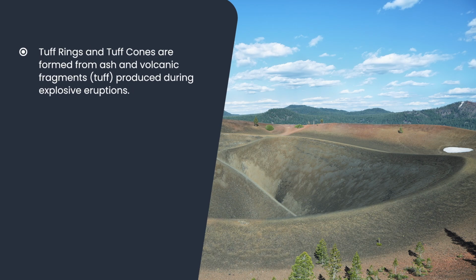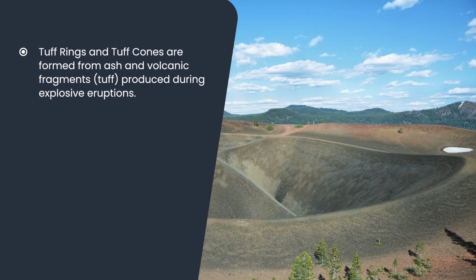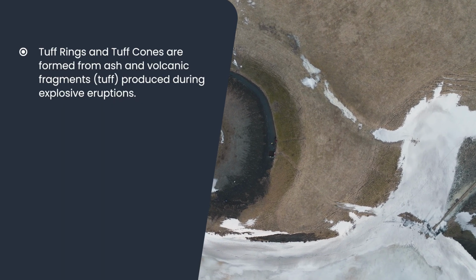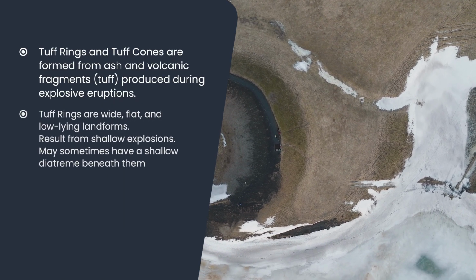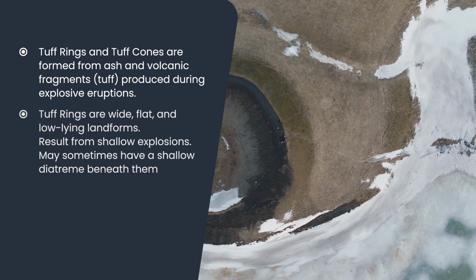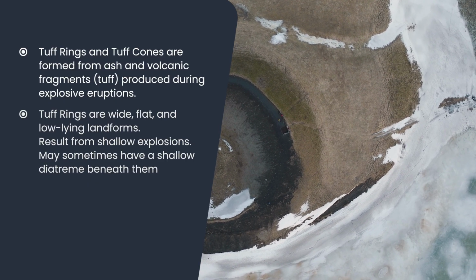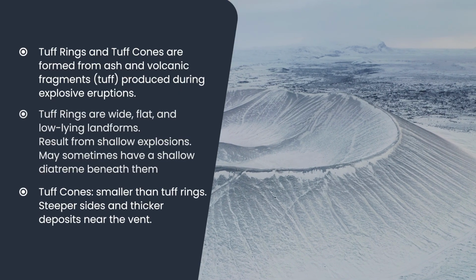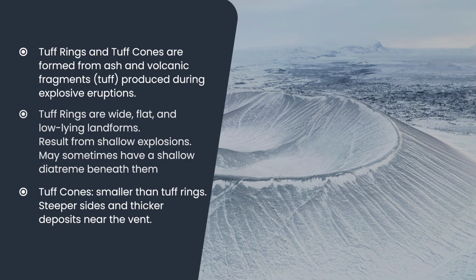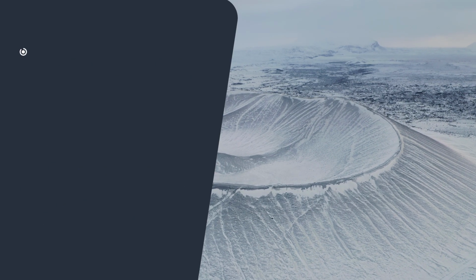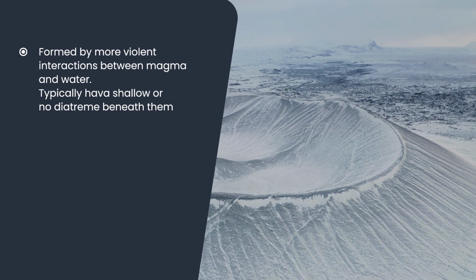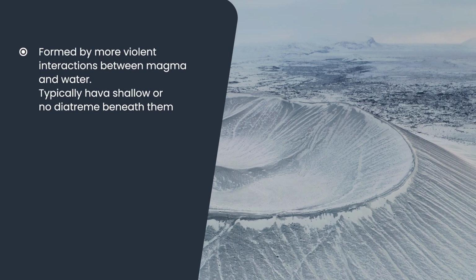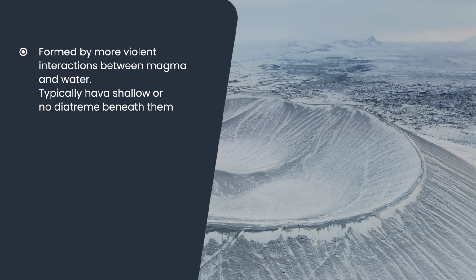These are formed from ash and volcanic fragments, which are known as tuff, produced during explosive eruptions. Tuff rings are wide, flat and low lying, resulting from shallow explosions, whereas tuff cones, although smaller, have steeper sides and thicker deposits near the vent, formed due to more violent interactions between the magma and the water. While tuff rings may sometimes have a shallow diatreme beneath them.